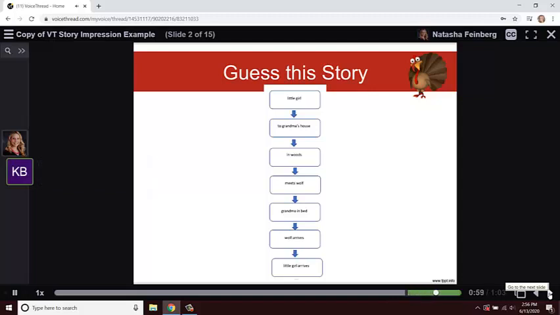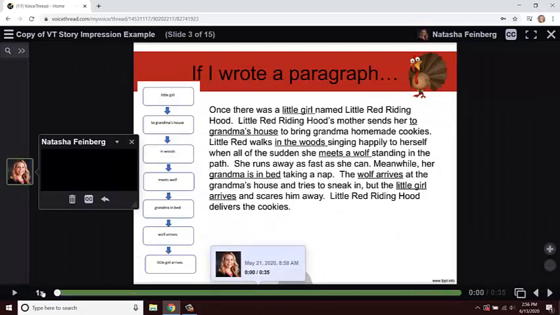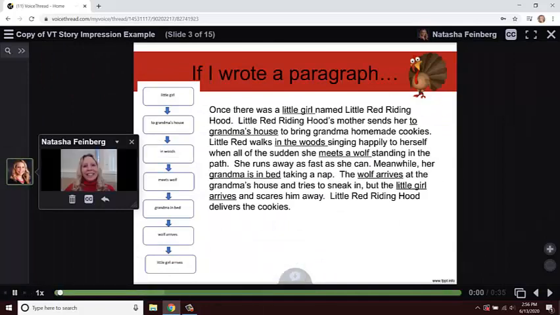It's Little Red Riding Hood. Did you guess Little Red Riding Hood? You were correct if you did. So I wrote a paragraph here, and I used the clues in the story impression. I underlined them, and I put them in the order that they occurred from top to bottom.